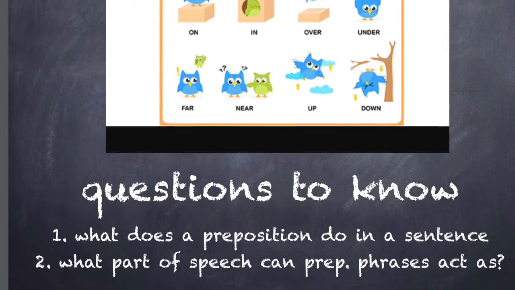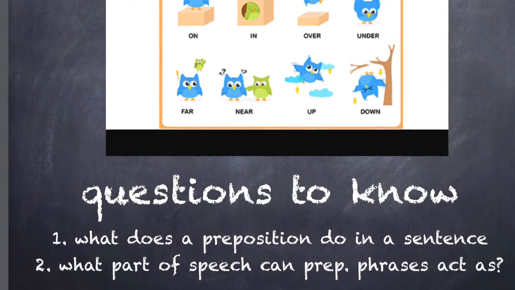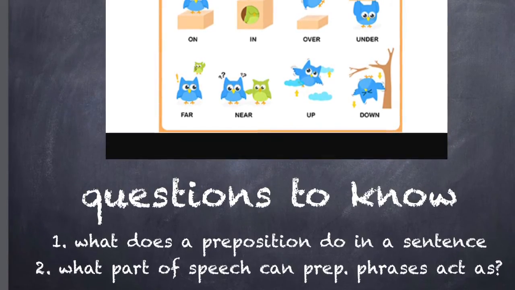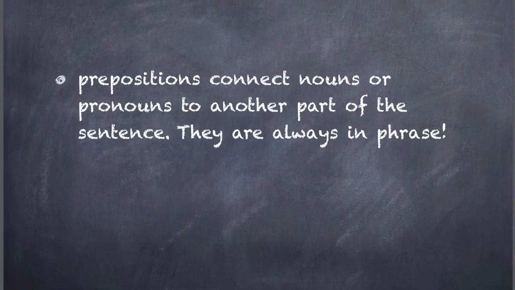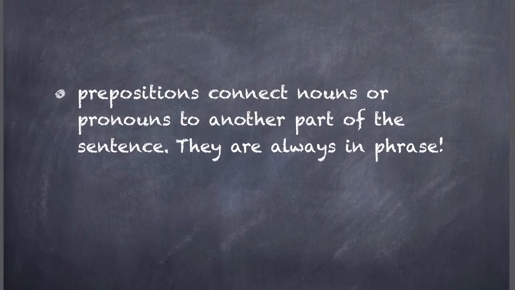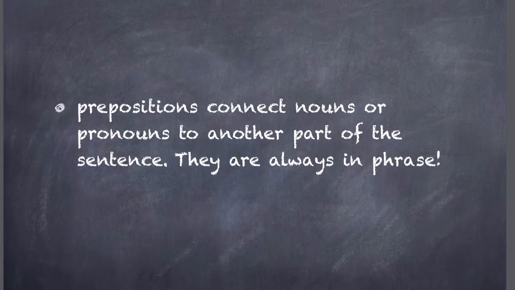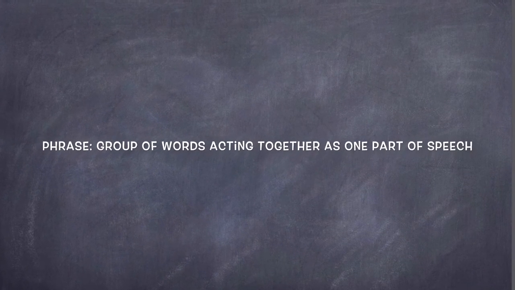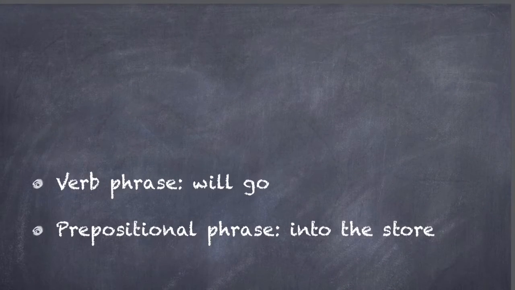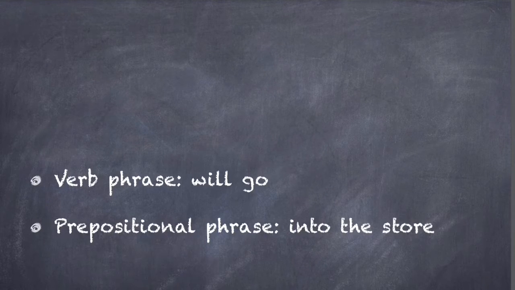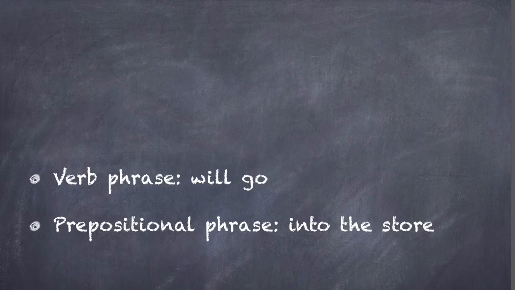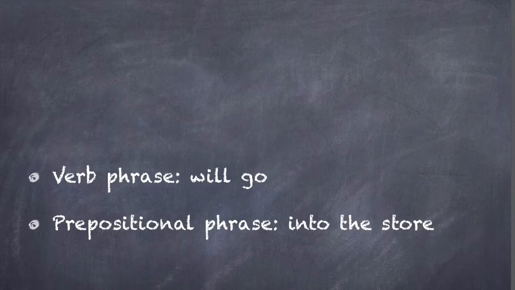Remember, in our last lesson we were introduced to prepositions, so we're going to start by recalling what they do in a sentence. Prepositions connect nouns or pronouns to another part of the sentence, and they are always in prepositional phrases. But wait, hold up! So, what's a phrase? A phrase is a group of words acting together as a single part of speech. So far, we have learned two different types of phrases. We've learned what verb phrases are. For example, a verb phrase like will go. See, we have two different words acting together as one single verb, will go.